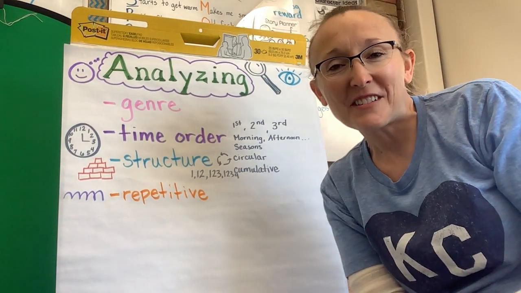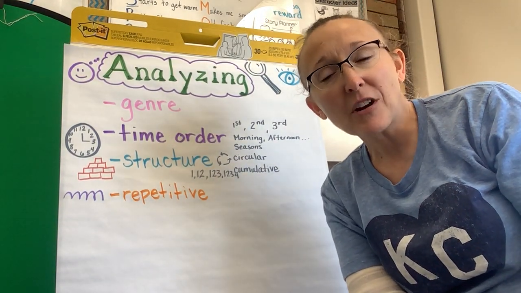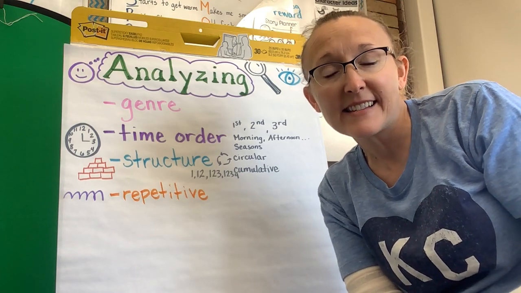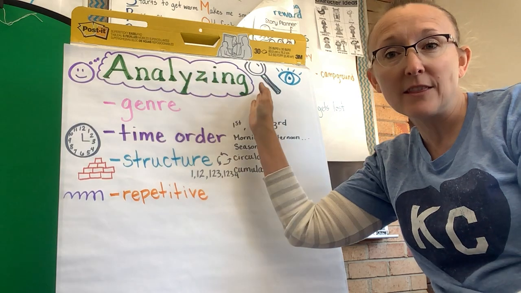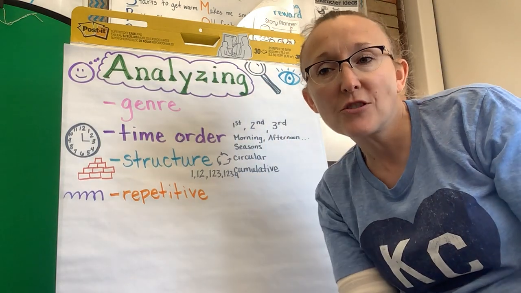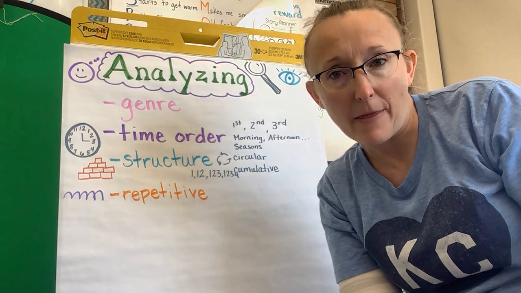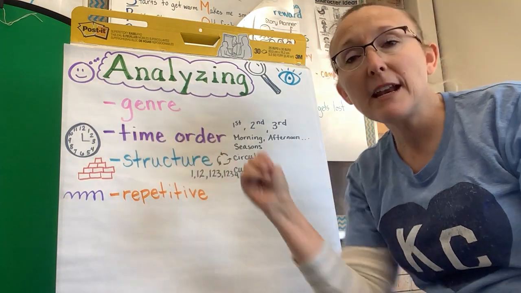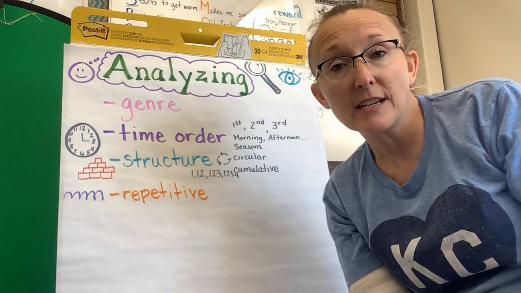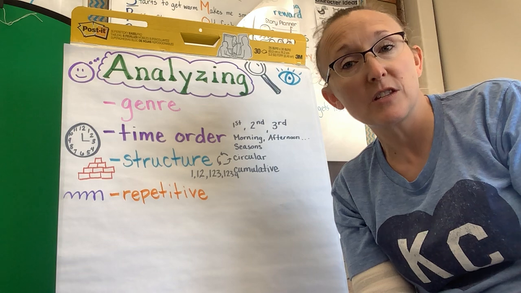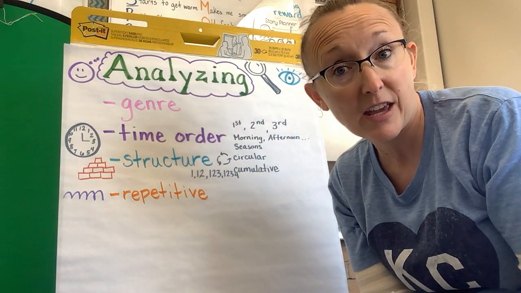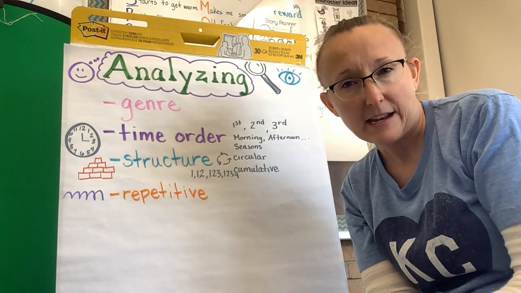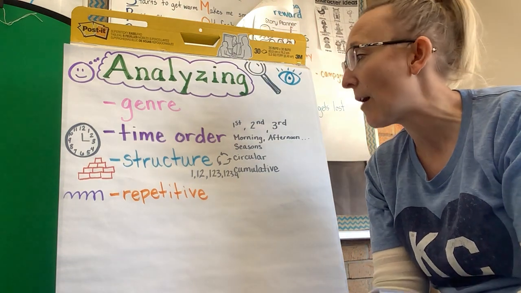Hi, boys and girls. So today we're going to continue to analyze some text, which means to think about and look closer at the stories to see what we can tell about them, right? So we already know that when we look at a text, we can tell what genre it is. We can tell if it's fiction, nonfiction, fantasy, realistic fiction, biography, poetry, all of that stuff. We can look and analyze the text that way.